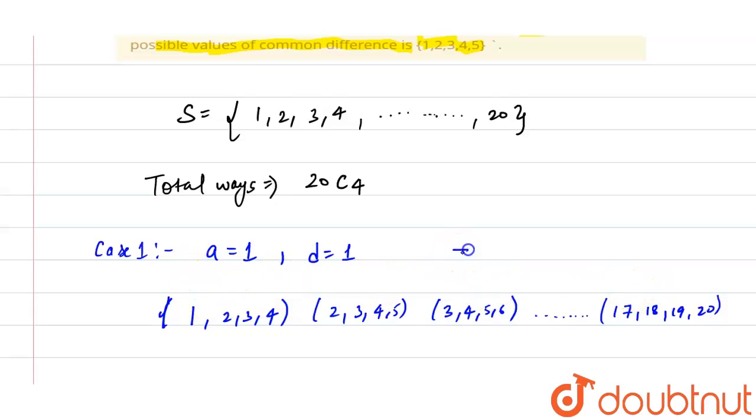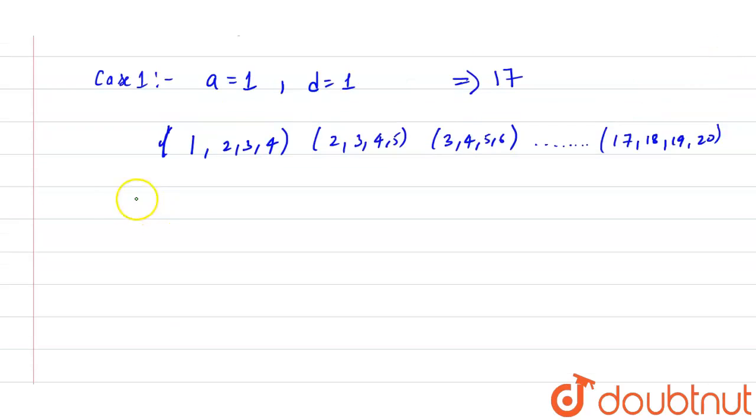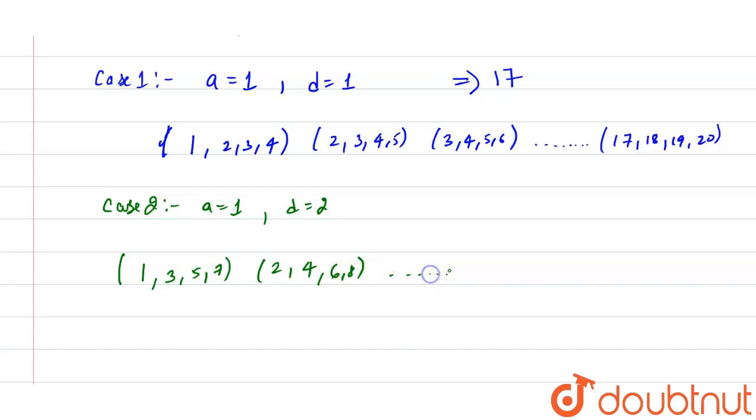So according to case 1, where the first term A is 1 and the common difference is 1, we get 17 sets. Now we will vary the common difference up to the value of 5. Case 2: the first term remains 1 but the common difference is 2. The set we get starts with the first term 1, then 3, 5, 7. Similarly 2, 4, 6, 8, and the last set we can make is 14, 16, 18 and 20. So from here we can make 14 sets, from 1 to 14.